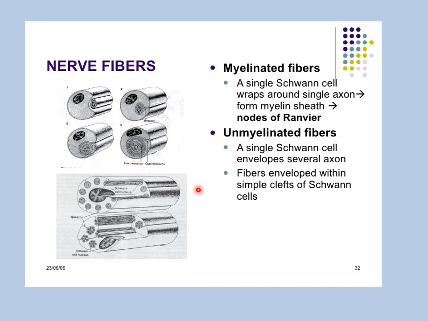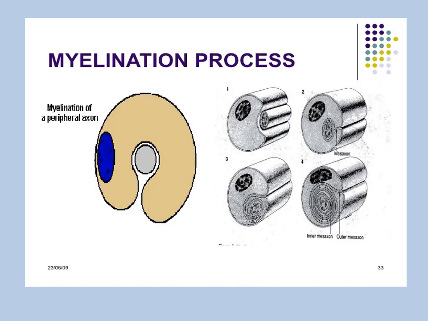Whereas in the unmyelinated nerve fibers, a single Schwann cell envelops several axons. The fibers are enveloped within simple clefts of the Schwann cell, so that they have one surface surrounded by a Schwann cell, and they do not have a myelin sheath in one direction. So they are open, and they do not have the myelin sheath here. This is a diagram showing the process of myelination of a peripheral axon.